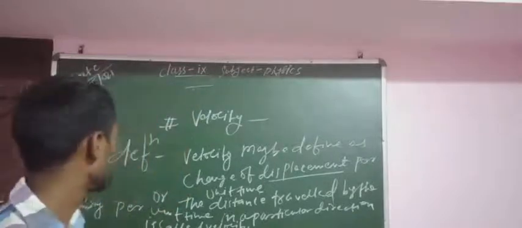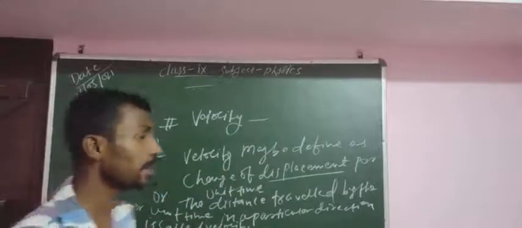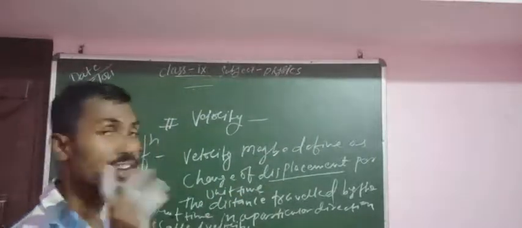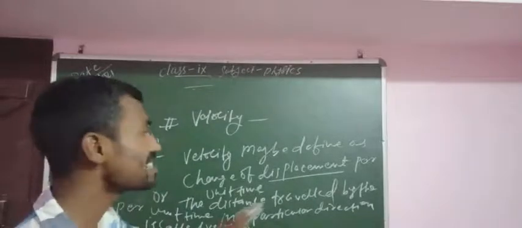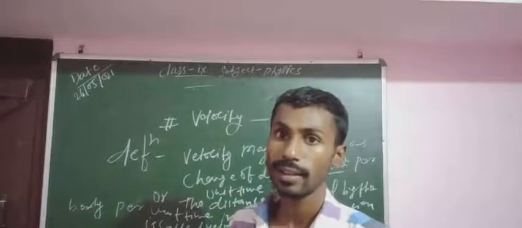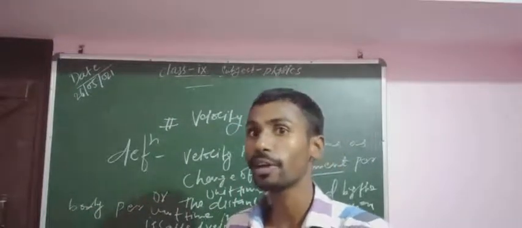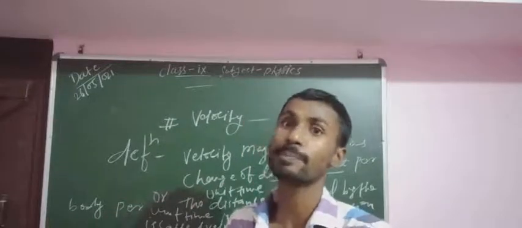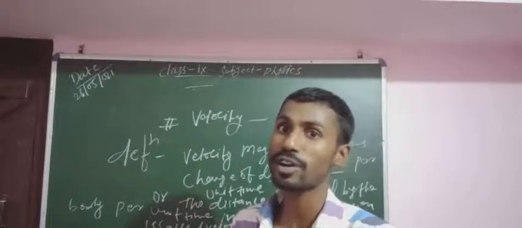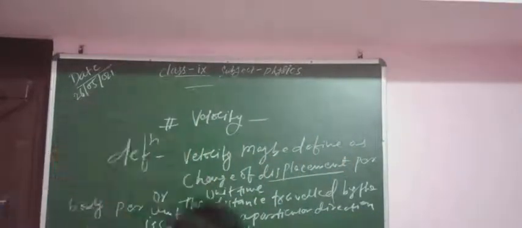Let's say one more time. Velocity may be defined as change of displacement per unit time, or the distance traveled by the body per unit time in a specific direction is called velocity. जब किसी बॉडी के द्वारा किसी खास डायरेक्शन में डिस्प्लेसमेंट चेंज होगा, उसको हम लोग बोलेंगे वेलोसिटी.